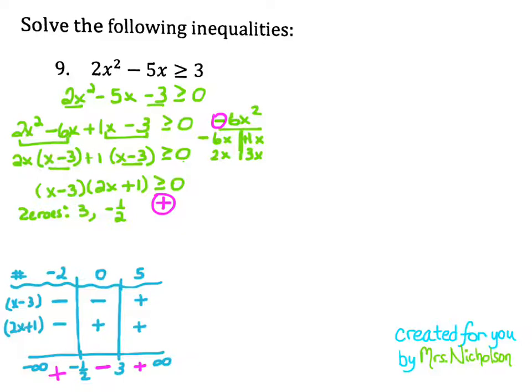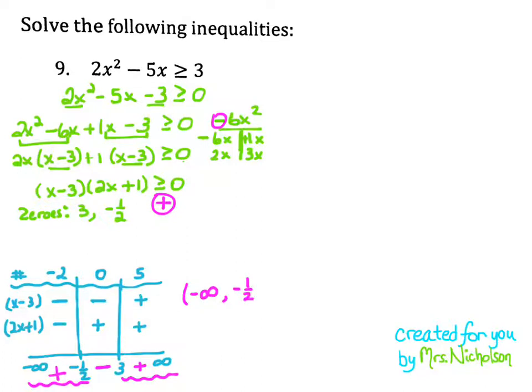Now remember, we are looking for where this polynomial is greater than or equal to 0, or where it's positive. And so you can see that I'm going to choose this interval and this interval. So my answer would be negative infinity, notice with the parentheses. Anytime you're writing infinities, it's going to be a parentheses.